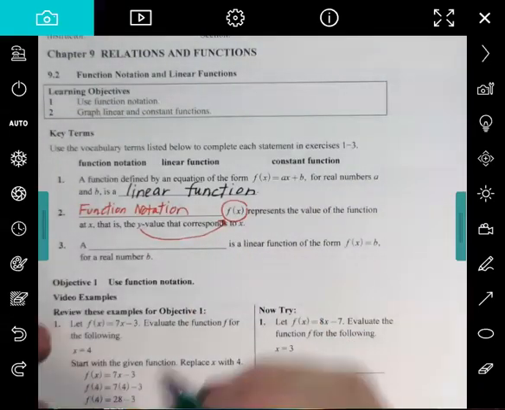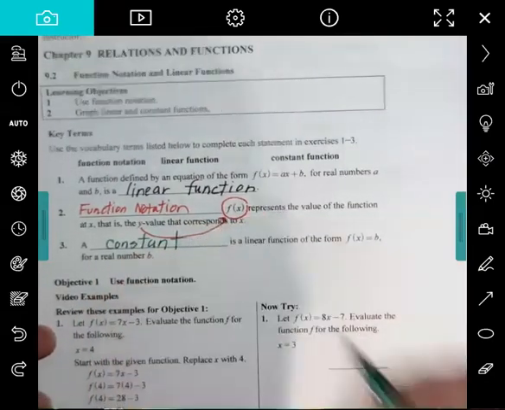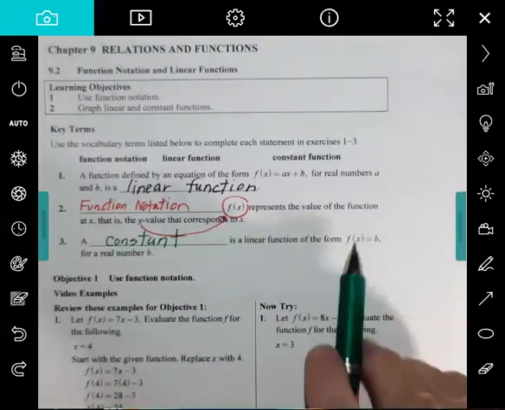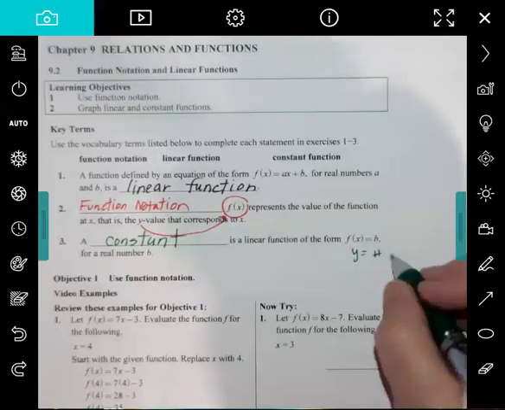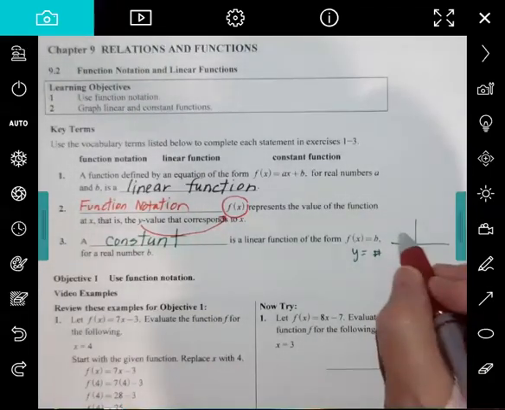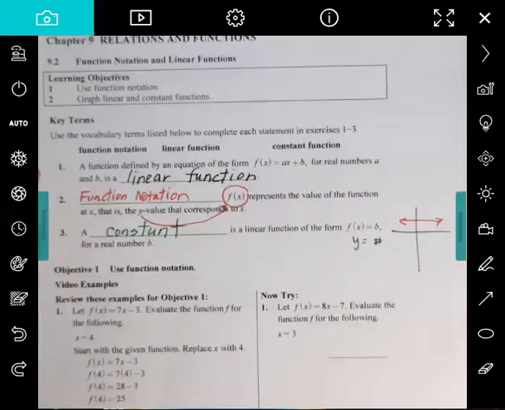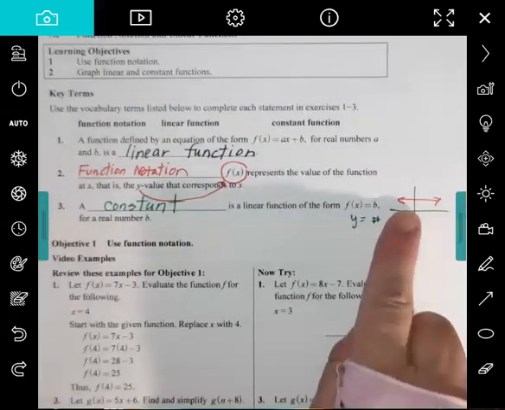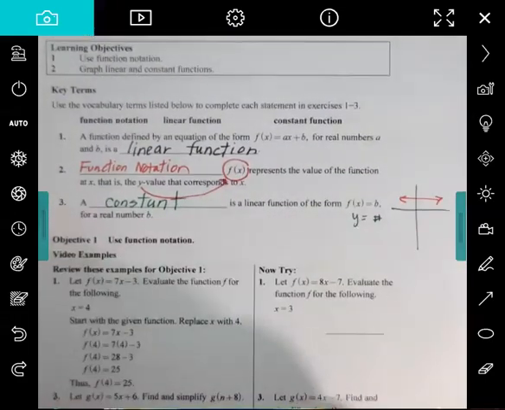Next, fill in the blank. A constant function, this would be constant, right? A constant linear function is in the form where y equals some number b. And that's going to look graphically like y equals some set amount, a horizontal line. Ironically, we did horizontal lines in Algebra 1, I think it was today, just graphing them.